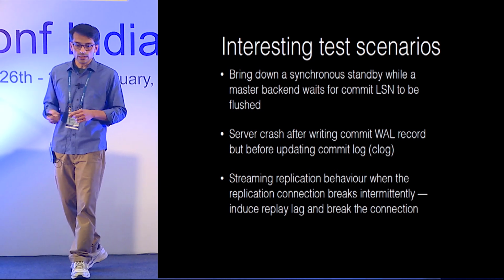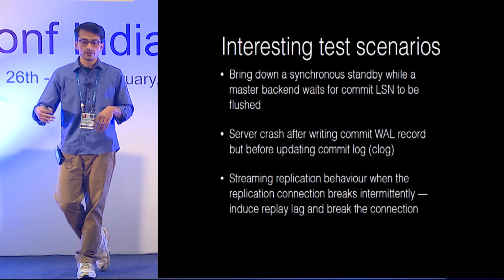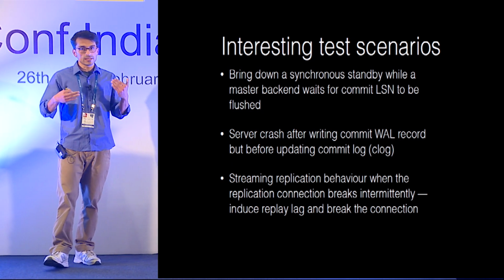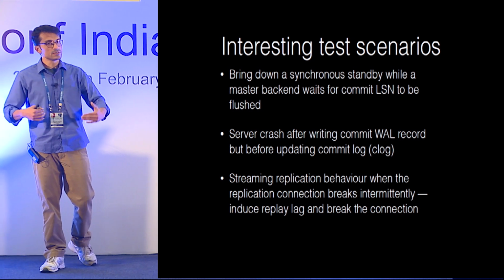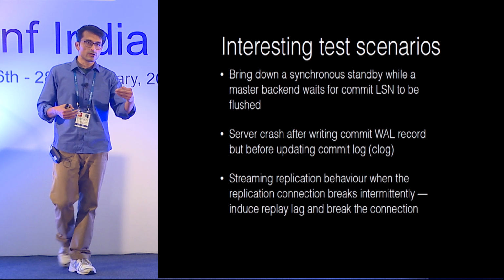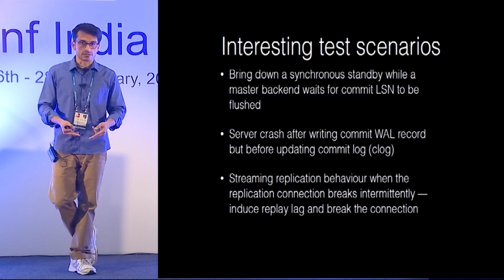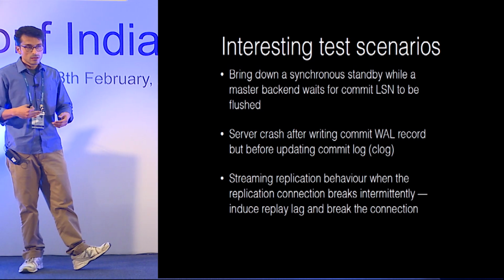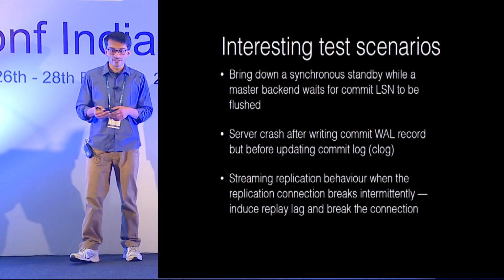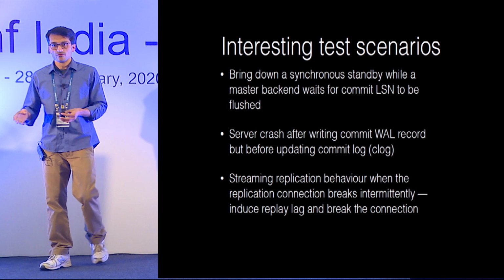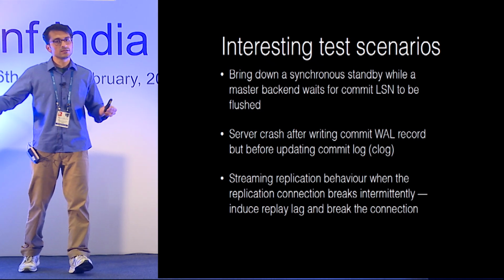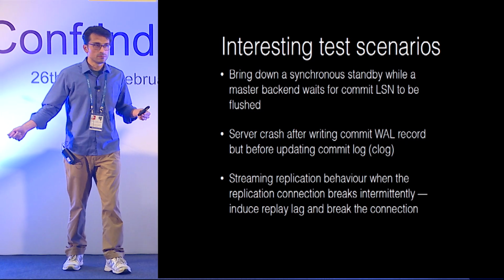Server crash after writing the commit WAL record, but before updating the commit log. So when a transaction commits, a whole bunch of things happen, right? One of the most important things is a commit WAL record is written to the disk. And then the second most important thing is the commit log, which is a separate log, is updated with the status of this transaction, that this transaction is now committed, correct?